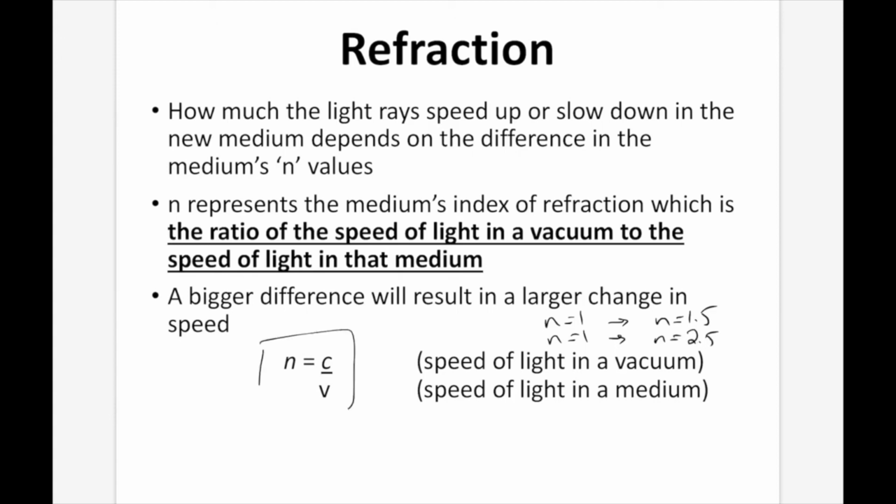Our equation for index of refraction is n equals c over v, with n equaling the ratio of the speed of light in a vacuum to the speed of light in that particular medium.